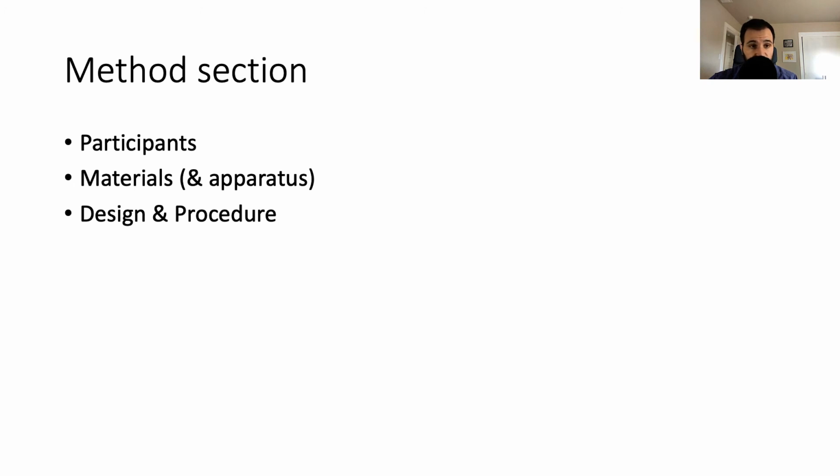So then in that method section, there are usually 3 subsections. They're not always labeled and titled, but they do always appear. The method section will always tell you about the participants, the materials, and the design and procedure.